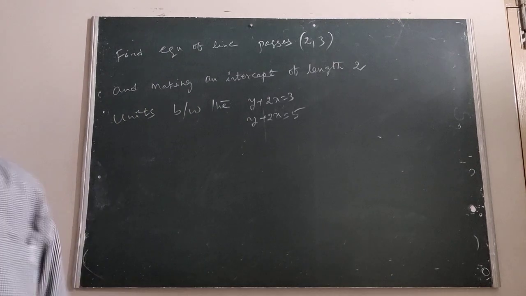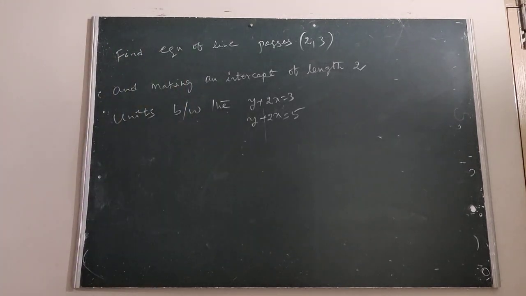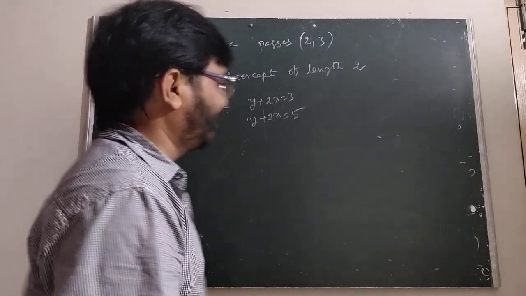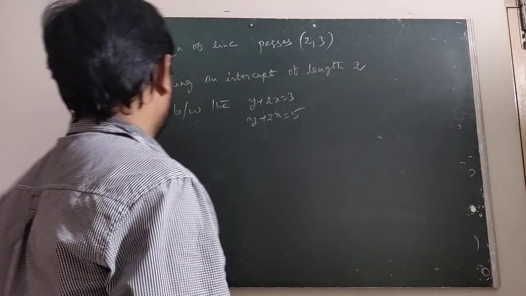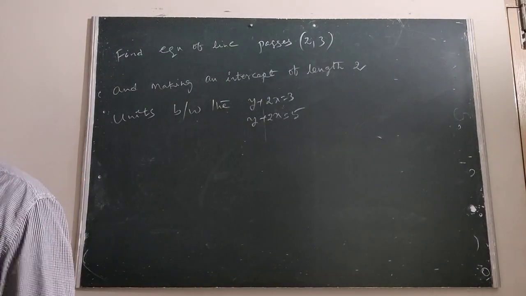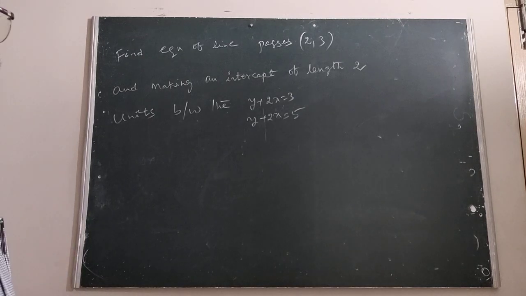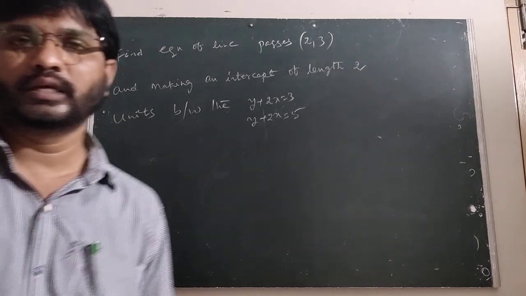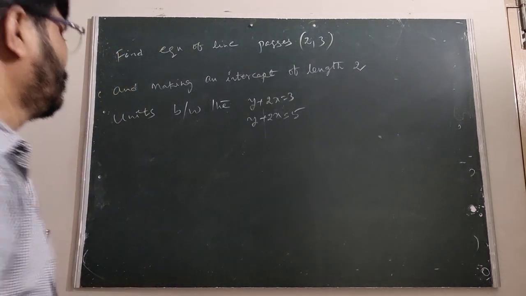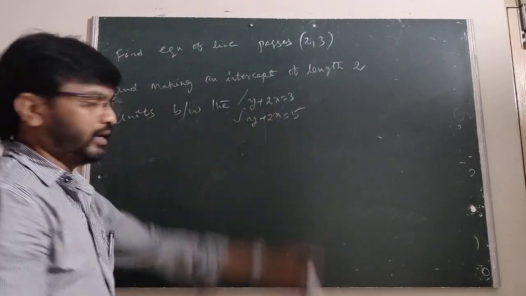The equation of the line passes through the point 2 comma 3 and makes an intercept of length 2 units between the lines y plus 2x equal to 3 and y plus 2x equal to 5. Here these two are parallel lines. All clear? Here these two are parallel.